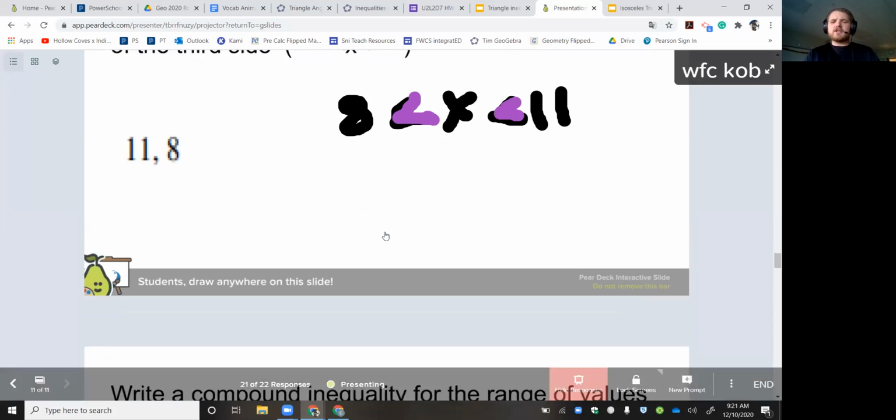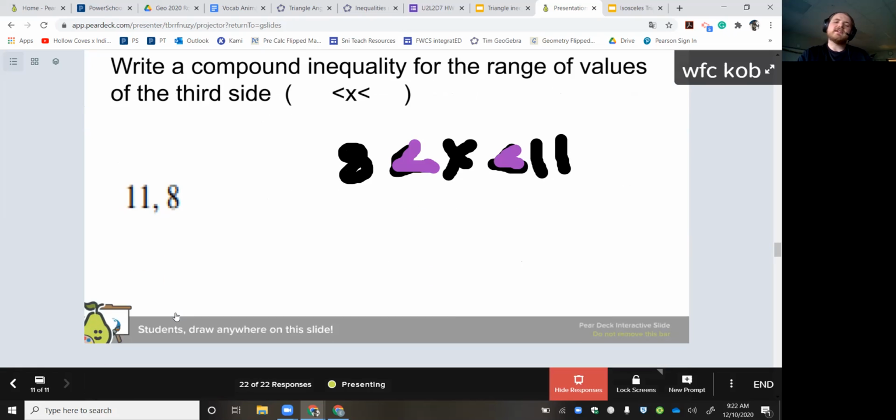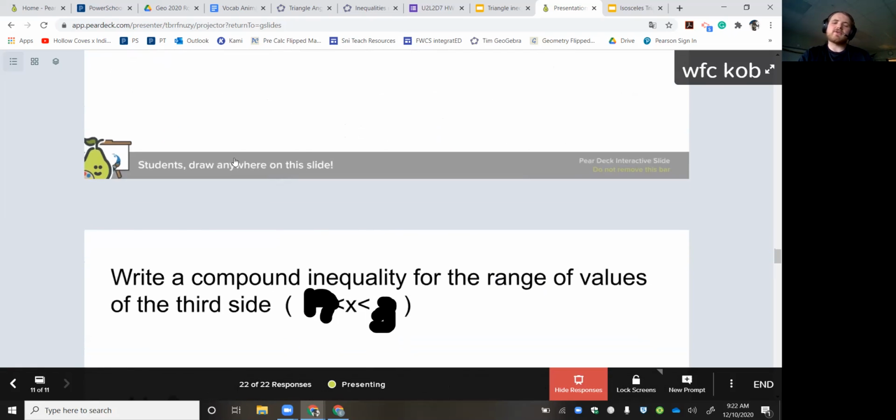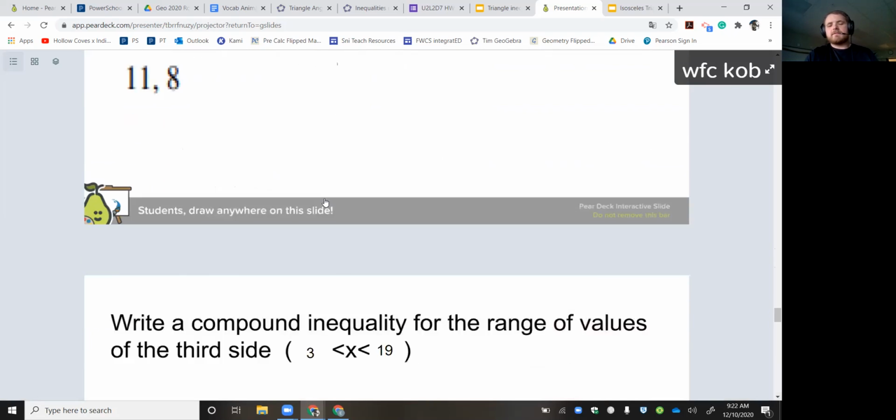Can somebody tell me how did you get 3 and 19? You subtract them and then you add them together. Yes. So the highest this could be is 11 plus 8, which is 19. The lowest it could be is 11 minus 8, which is 3. So if you just say 8 to 11, you got to expand that a little bit more. We've got to go from 3 to 19. Okay, that's what we should have.